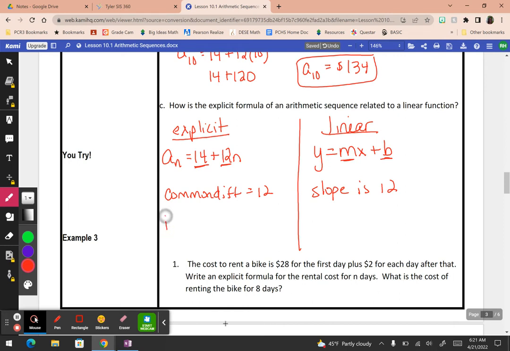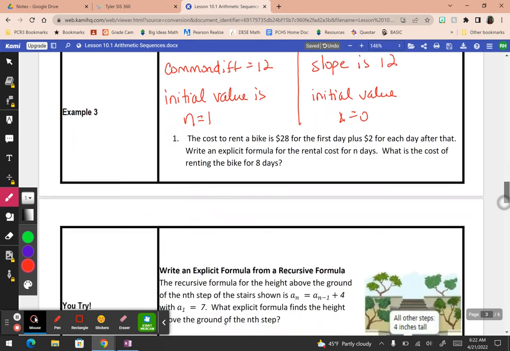And this is your initial value or your starting amount, which is when n equals 1 for that first term. And your initial value here is when x equals 0. That's when we start. Okay? So they're almost identical to each other.